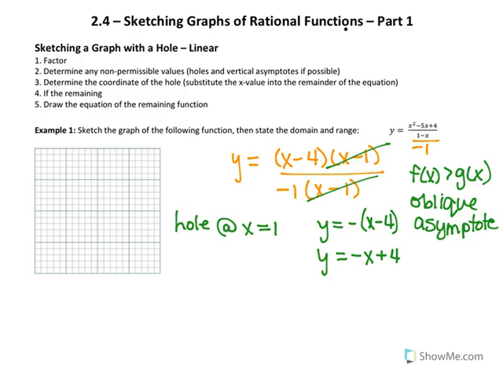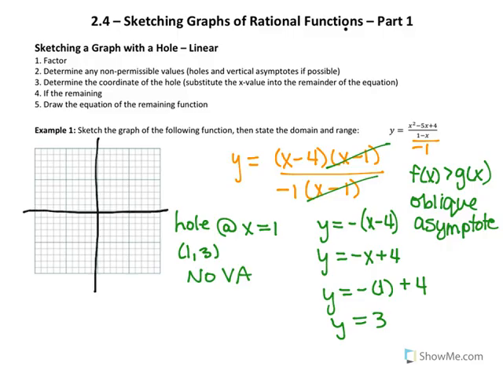So we're going to substitute in that negative 1, or positive 1, to find that our hole is at 1 and 3. So 1 and 3. We have no vertical asymptotes. So let's graph this, and I'll show you how to graph it.